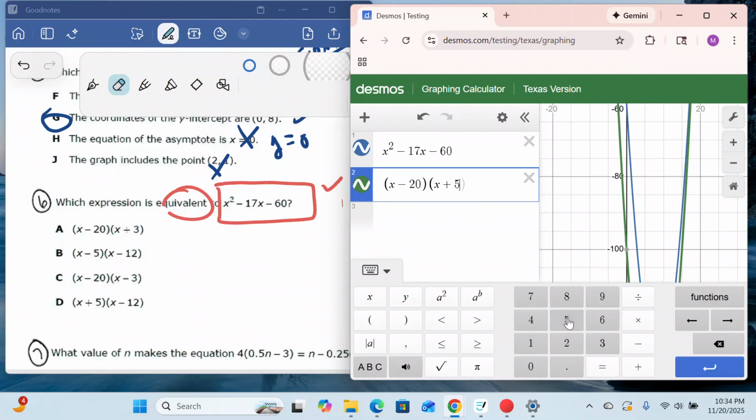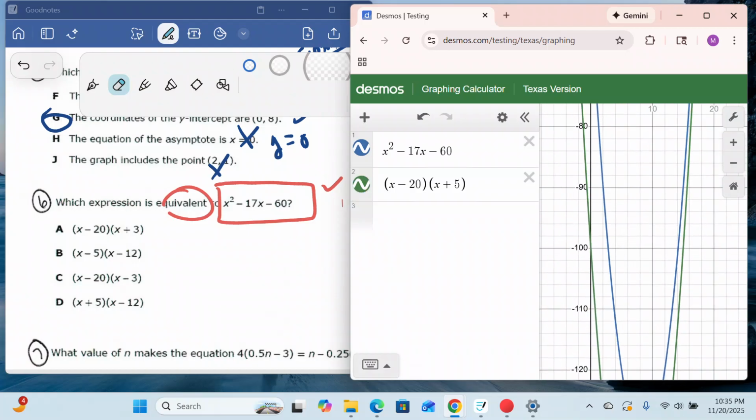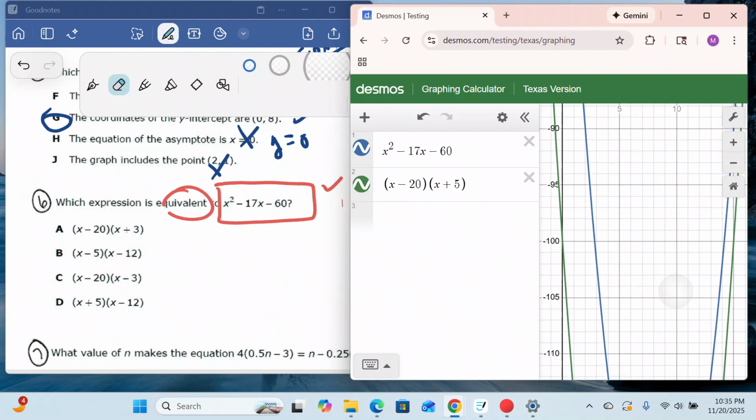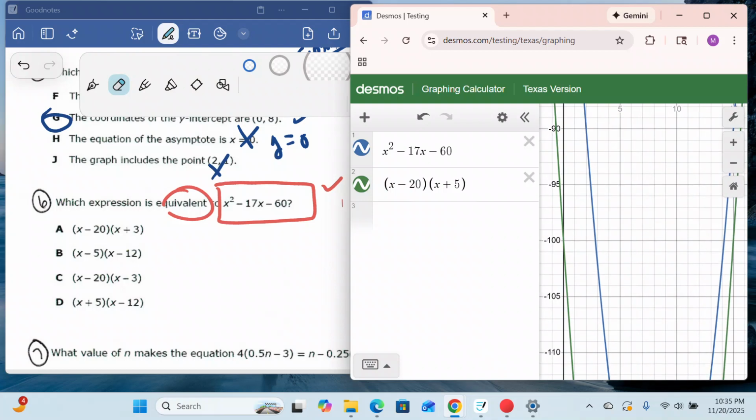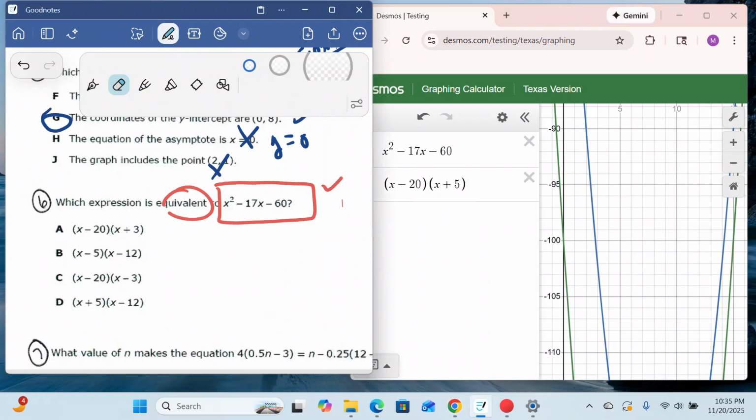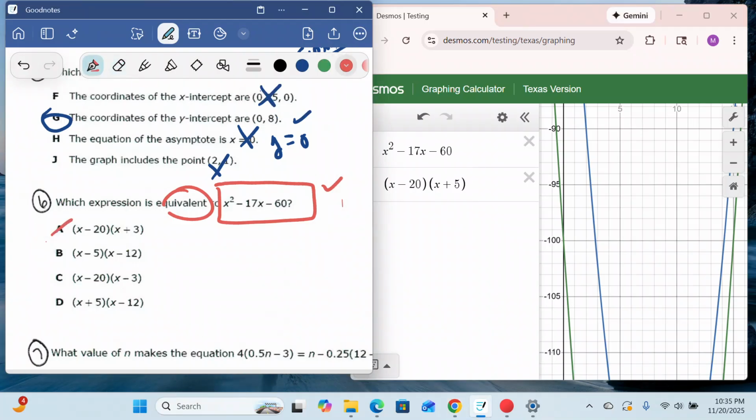Go ahead and try this on your own first and then check your work. And as I can see, the green one doesn't go on top of the blue one. By looking at this, I don't see that it is on top. And if I zoom in, it still isn't on top. So you can zoom in, zoom out. Just try not to zoom out too much because then you can't tell the difference. So automatically A is wrong.